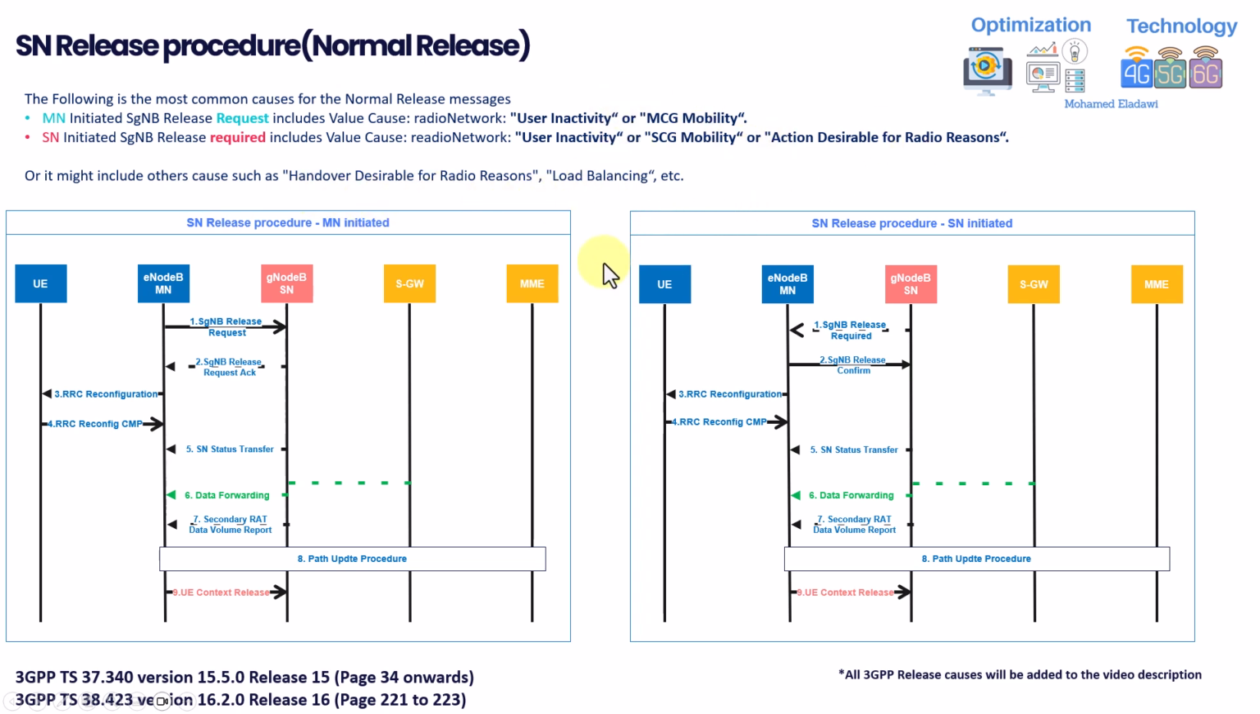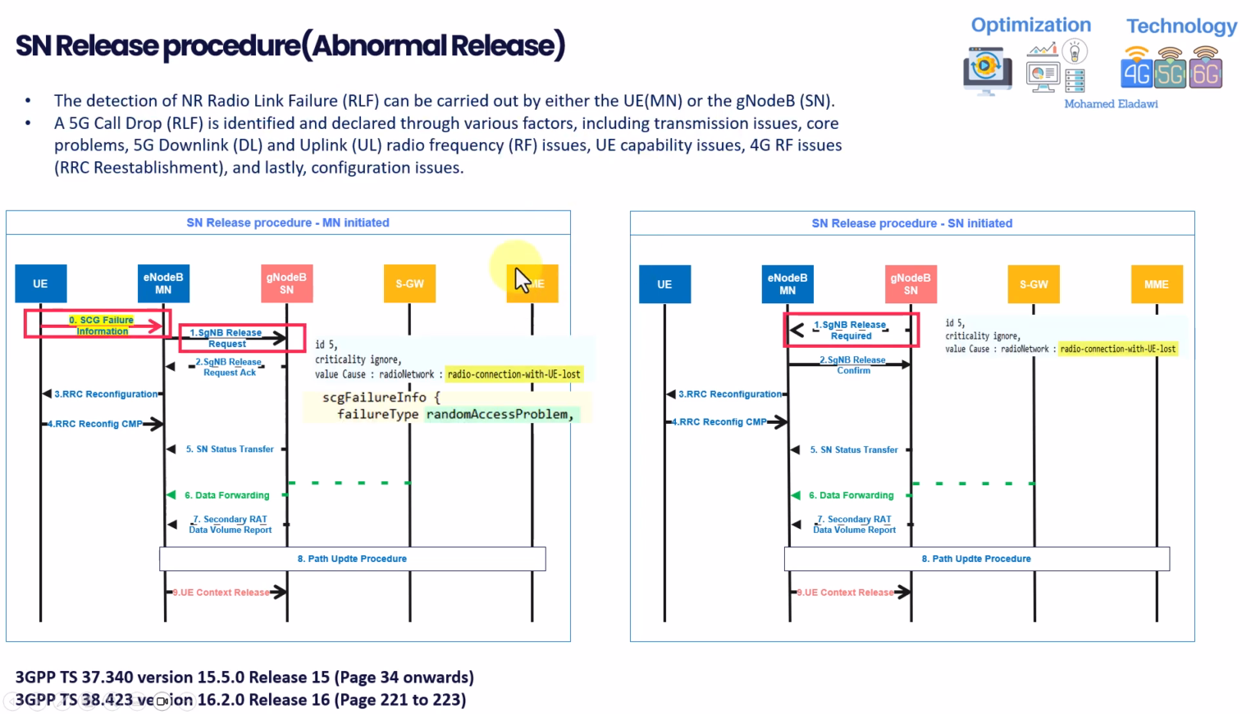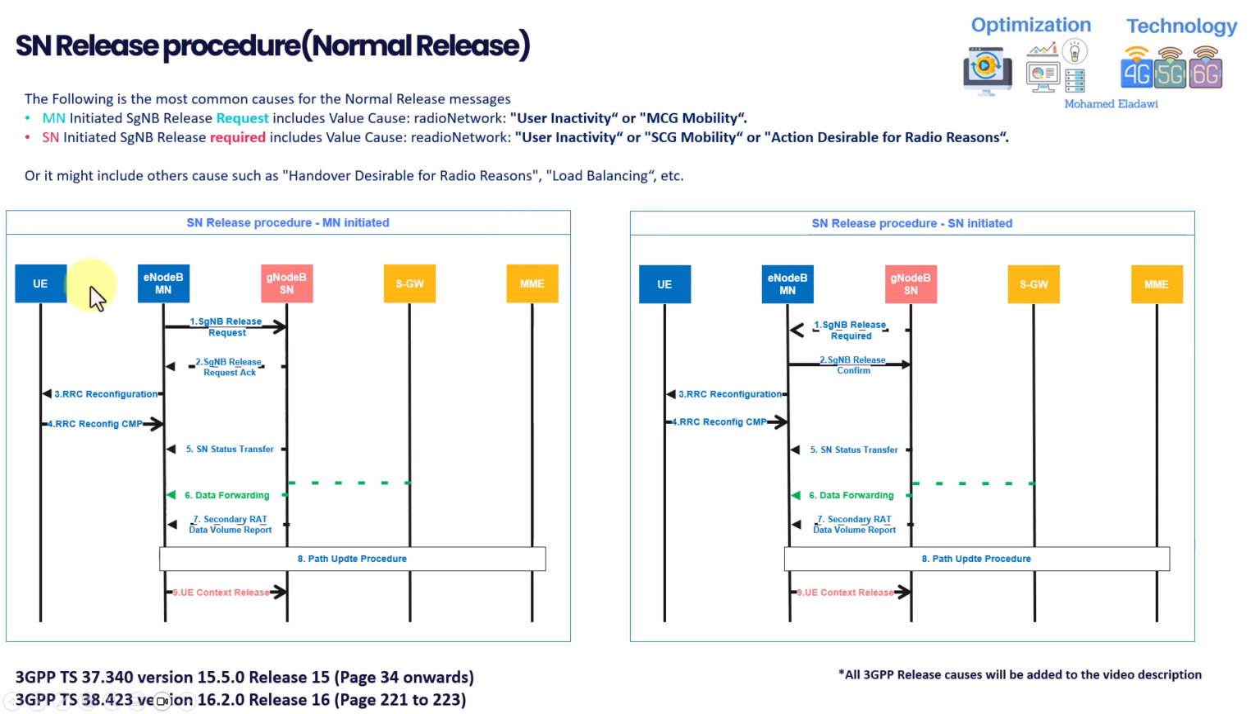So let's move forward and see what we have for the inactivity normal release. Then we'll also discuss the abnormal release in the next slide, and go through the details for each one. Here, as you can see, first the normal release. Abnormal release will be exactly the same, but just the cause within the release request will be different. For example, here we'll have user activity, MCG mobility, and the abnormal release will have, for example, UE connection loss.